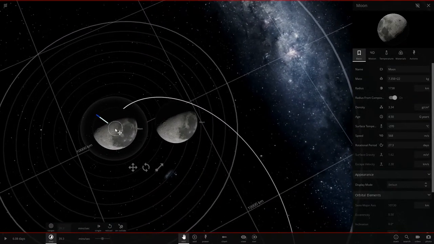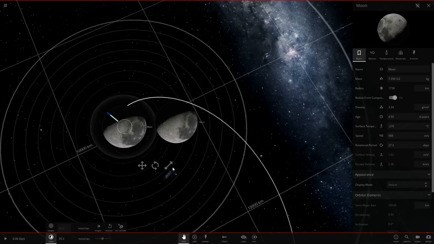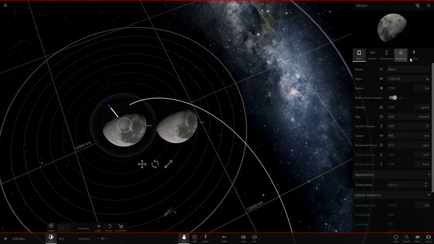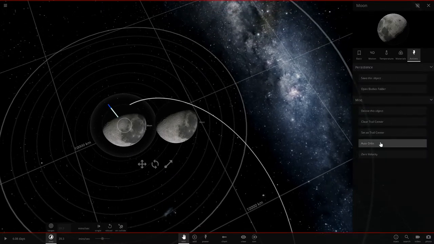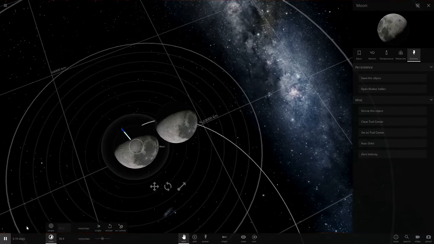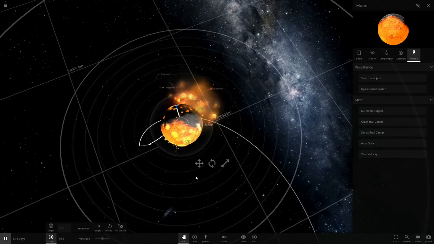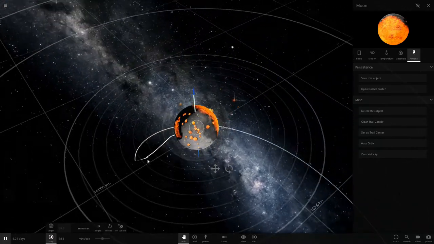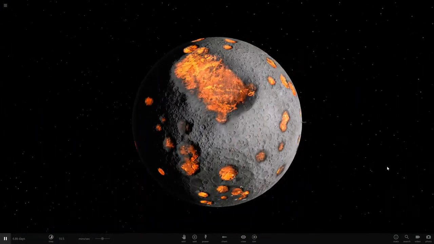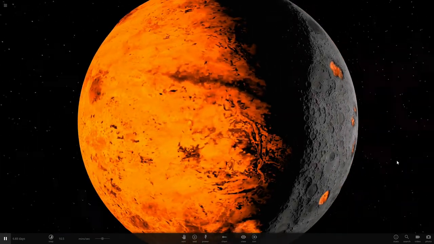Okay, so for a bit of fun, let's put the moon a little bit closer here and restart the simulation and see what happens. Okay, I guess that was a little bit too close, but we made a very pretty moon. I'd say that's an improvement overall.